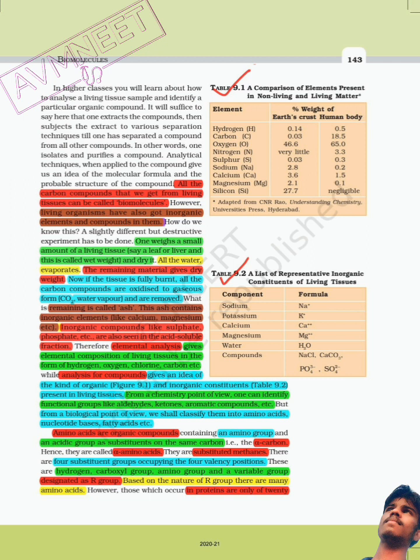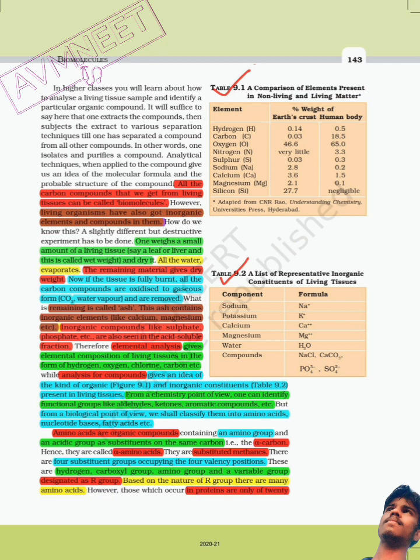Amino acids are organic compounds containing an amino group and acidic group as substituents on the same carbon, that is the alpha carbon. Hence, they are called alpha amino acids. They are substituted methanes. There are 4 substituent groups occupying the 4 valency positions. These are hydrogen, carboxyl group, amino group and a variable group designated as R group.